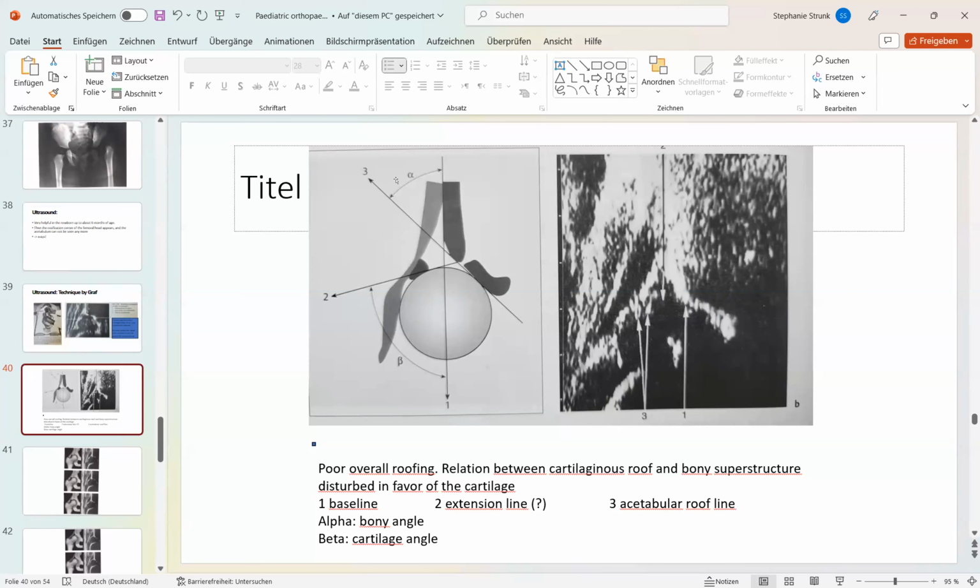Most important is the alpha angle. Of course, it's easy to see: the higher this angle is, the better is the roofing, the better the acetabulum. This here is already really bad. You can see this is about to slip out here.